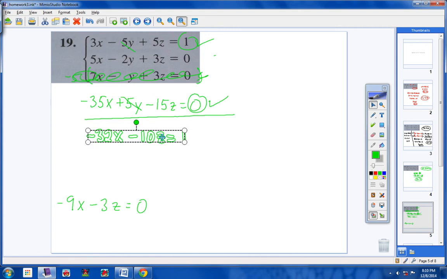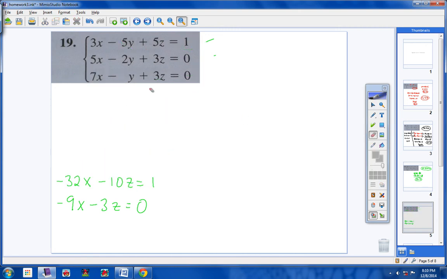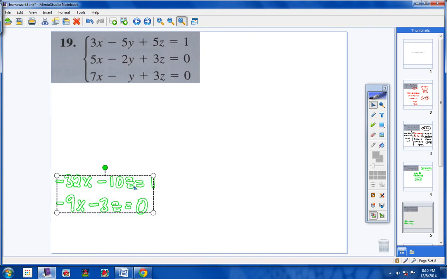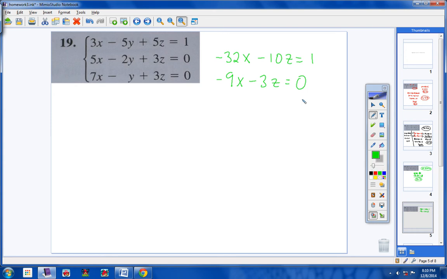So now look what I have. I have two equations with the same two unknowns, x and z, okay? So let's take these now and let's solve for x or z. Now to me, I think it'd be easier to get rid of my z's. I'm going to make both of these become 30, okay? So I'm going to multiply the top by negative 3 and the bottom by 10. Okay, that'll give me a positive 30 here and a negative 30 here.